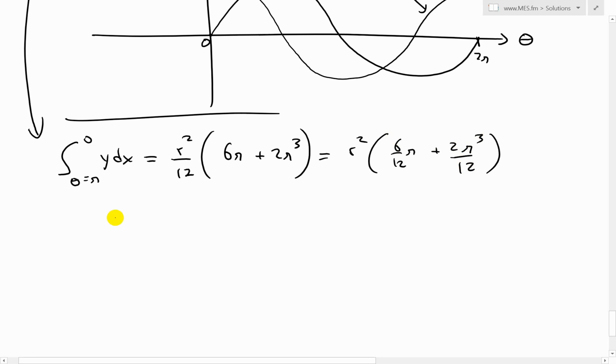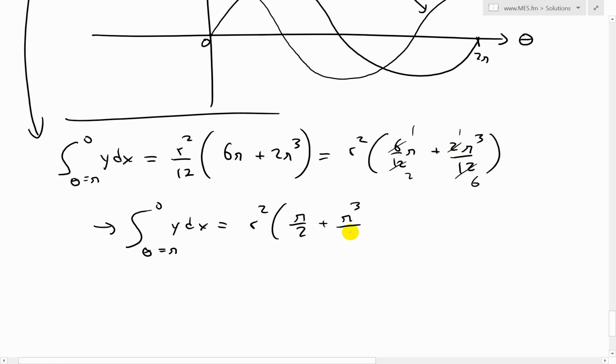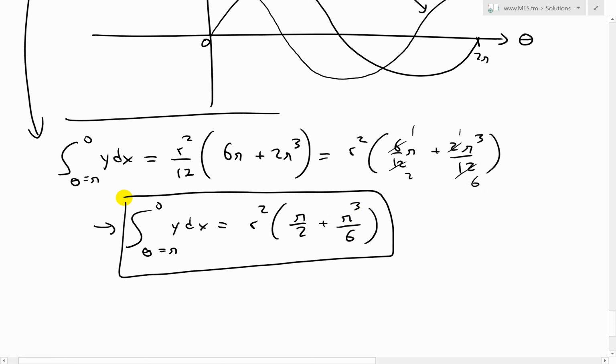This cancels. We're left with this integral from theta equals pi to 0 of y dx, which equals r squared. This is pi over 2, and that's going to be, well, this is 1, 2, this is 6. So we have now pi cubed over 6. So there is the value of our integral.